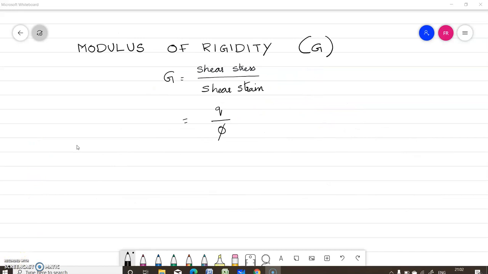Now we'll see what is modulus of rigidity. Modulus of rigidity is shear stress divided by shear strain. So we are expressing shear stress by the letter small q and shear strain by the letter phi. Let us express the modulus of rigidity as G. So G is equal to q divided by phi. So modulus of rigidity is expressed by the letter capital G, and it is the ratio of shear stress and shear strain. G is equal to small q divided by phi, where small q is the shear stress and phi is the shear strain.